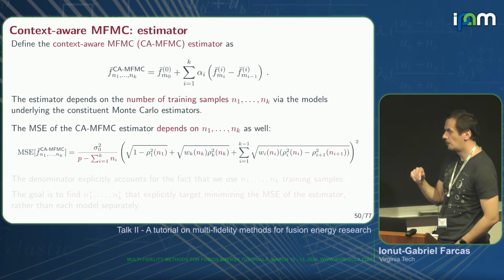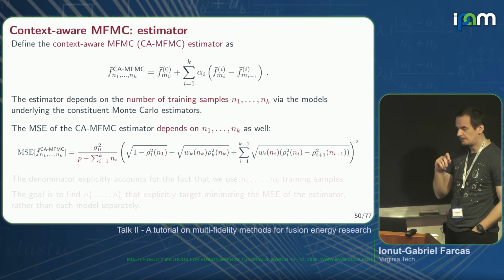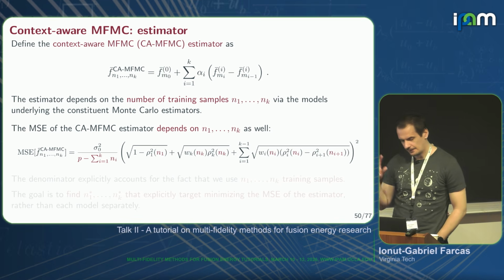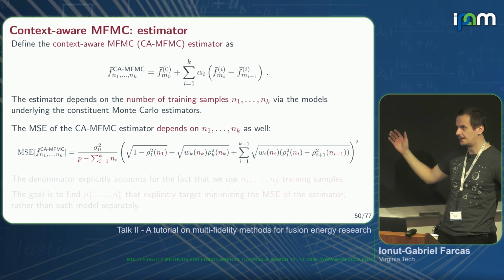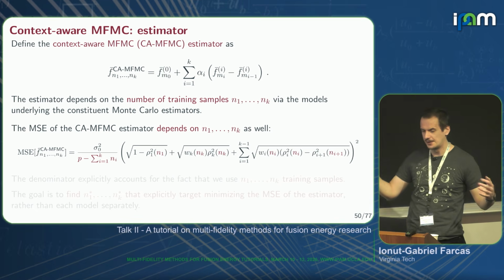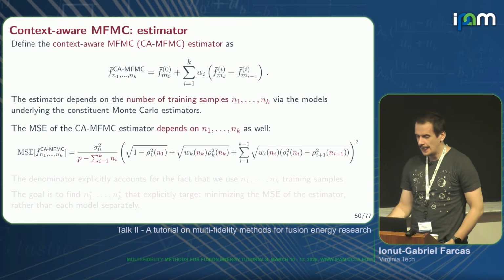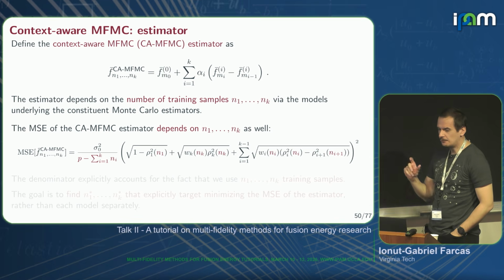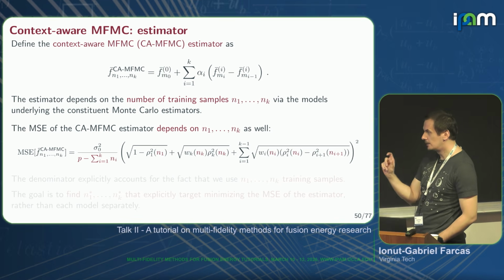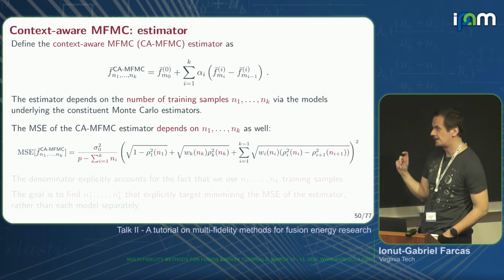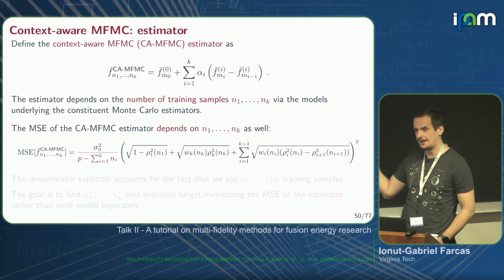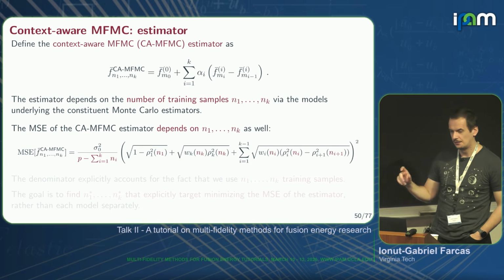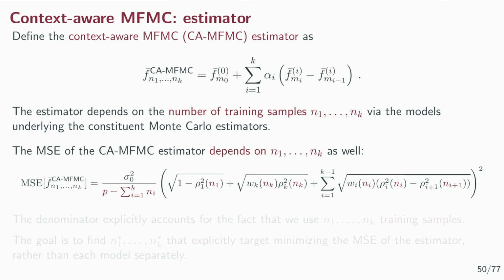So now I'm rewriting the mean squared error of this estimator. We had the expression before, which was the product between the mean squared error of a single model and the variance reduction factor that depended on correlation coefficients and evaluation costs. Now this expression became a bit more complicated because I'm explicitly denoting the fact that the correlation coefficients and evaluation costs depend on these n1 to nk numbers. So these things will change as n1 to nk changes.